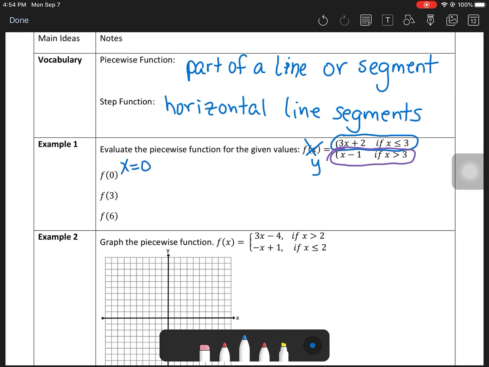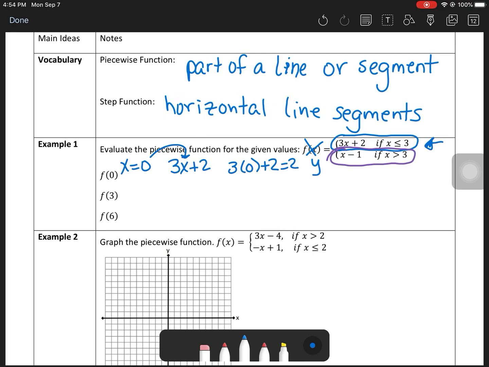That would work in our top part of our function because it says for values of x being less than or equal to 3. So what we simply do is take the expression 3x plus 2 and we substitute the 0 in for x. 3 times 0 is 0 plus 2 is 2. That is evaluating or calculating for our piecewise function.